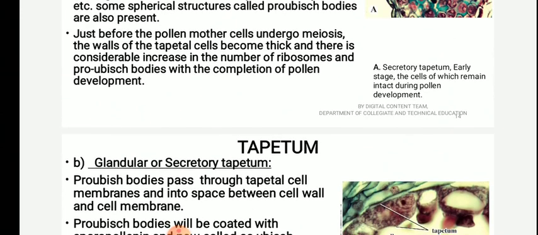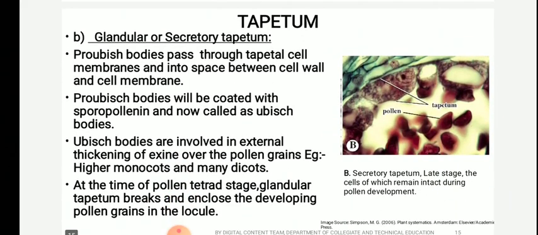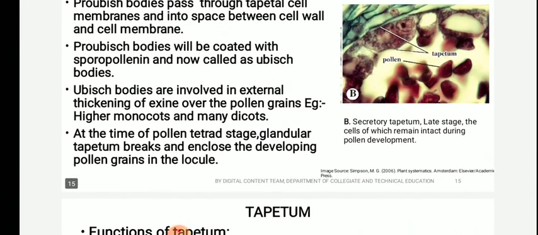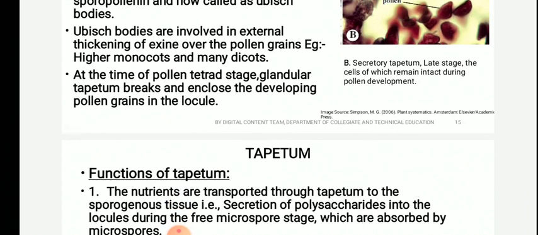When the pollen mother cells are ready to undergo meiosis, the proubisch bodies are seen in maximum number. Proubisch bodies pass through the tapetal cell membrane into the space between the cell wall and cell membrane, and these proubisch bodies will be coated with sporopollenin, and now they are called ubisch bodies. Ubisch bodies are involved in external thickenings of exine over the pollen grains, for example in higher monocots and many dicots.